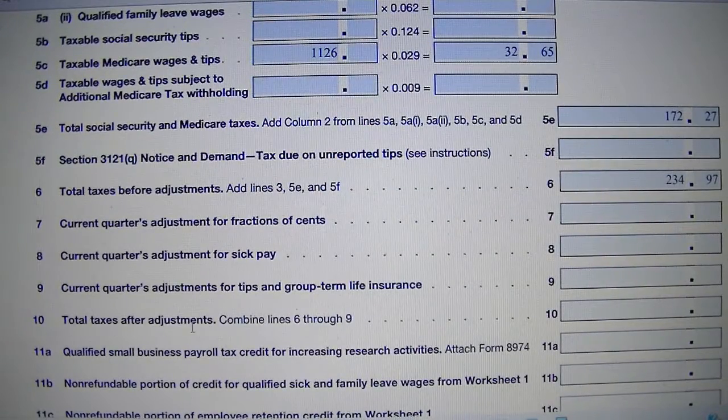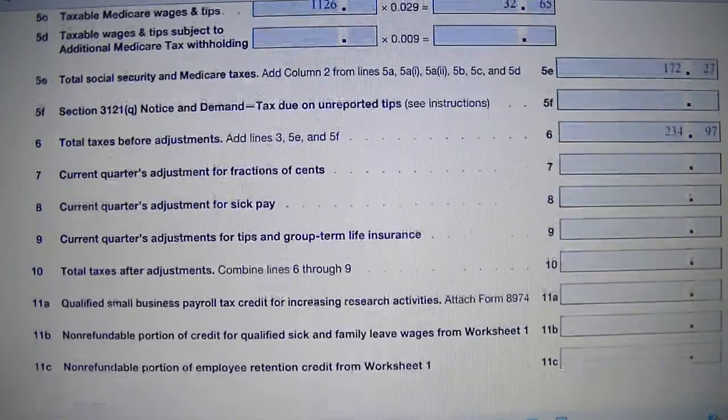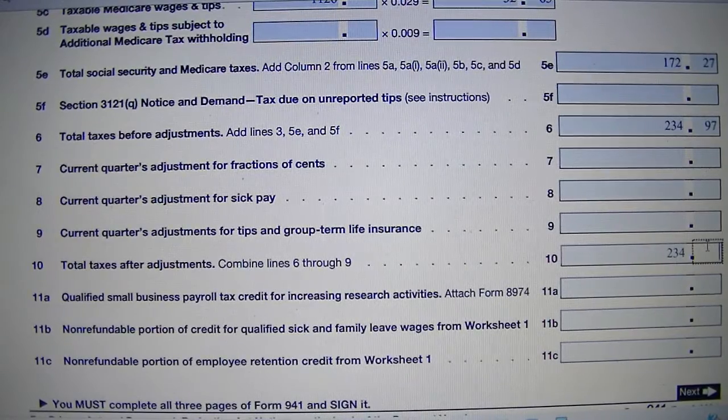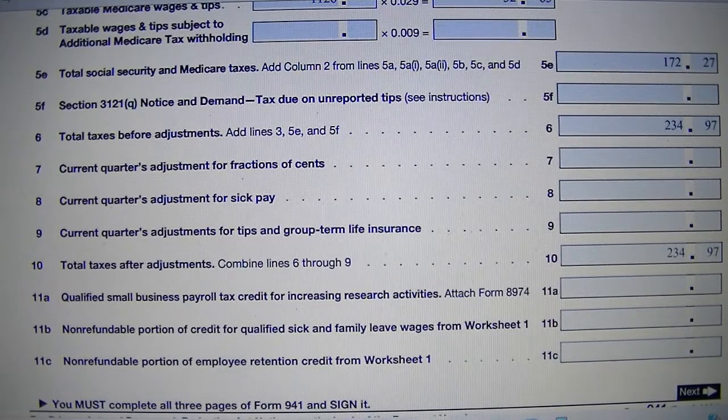So line 10, total taxes after adjustments. That will be the total from line 6 through line 9. So line 6 plus 7 plus 8 plus 9 will go on line 10, and that will be $234.97, assuming the numbers in this example are accurate, but you get the point.